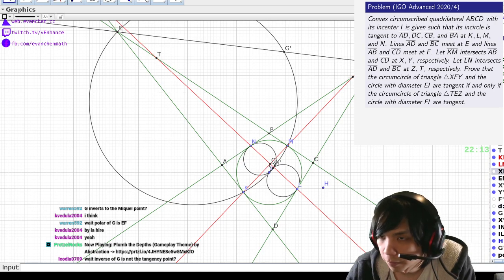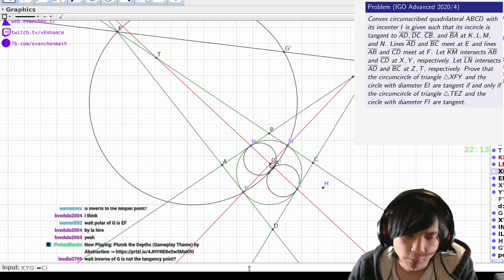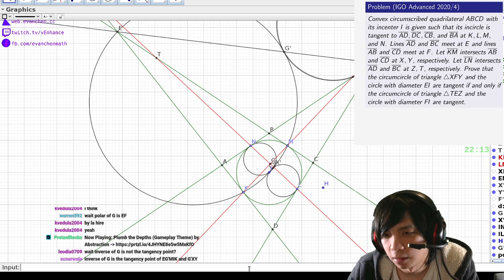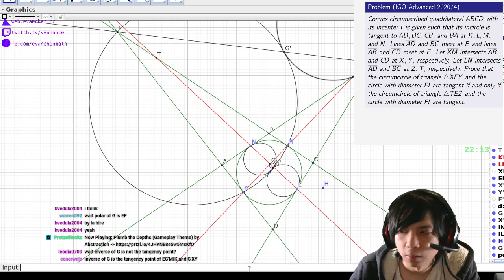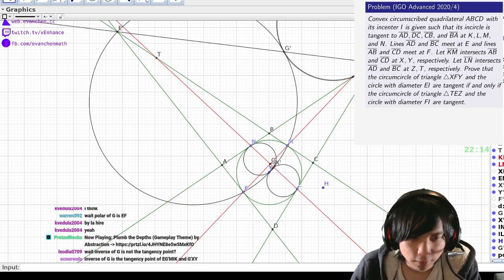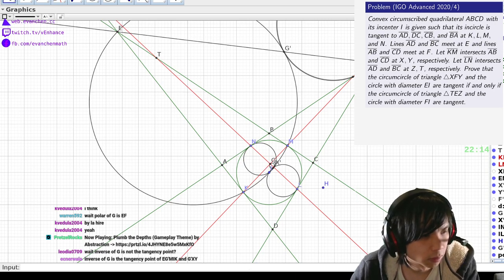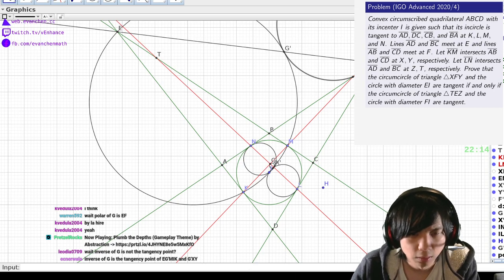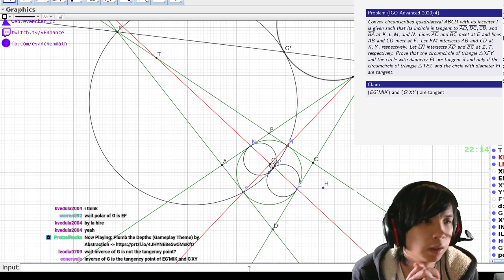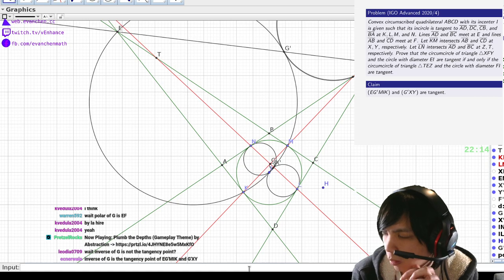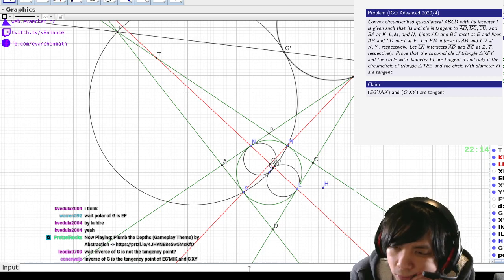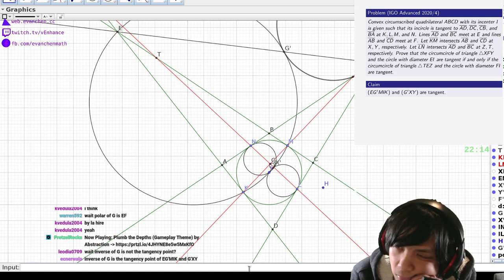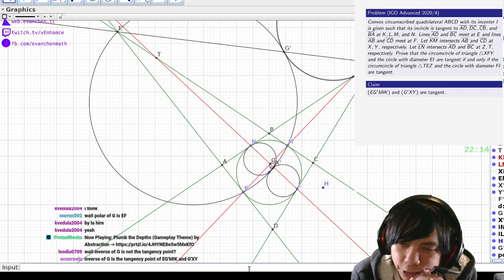Which circle? This is XFY, right? Hide XFY. We don't care about XFY right now. The thing I'm interested in is XYG prime. And my claim is that these are always tangent at G prime. That's a claim. Why is that true? I have no freaking idea. But let me start typing. Why would those be tangent?